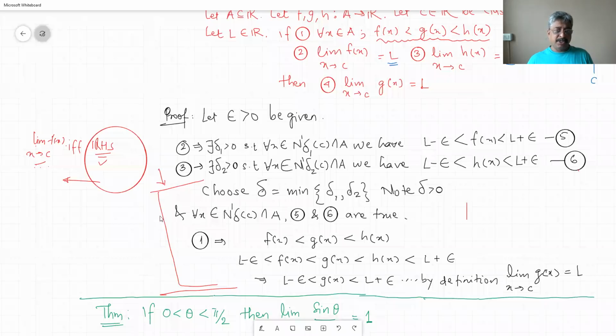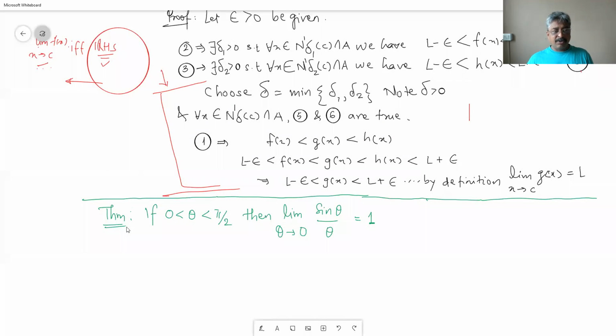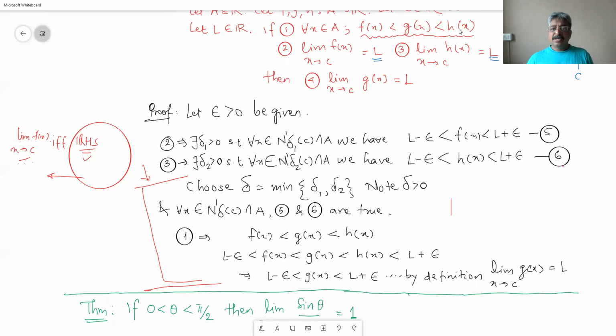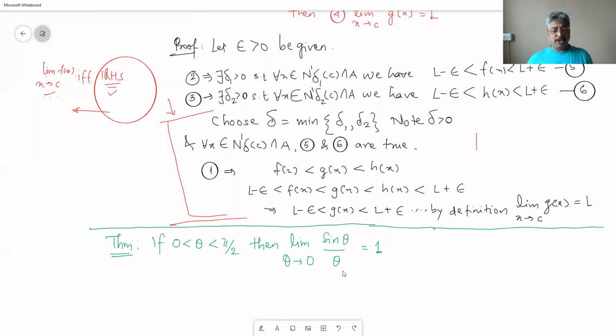So you need to keep searching for the surrounding functions. It is up to us which to choose for getting this. Now here the complicated function in our example is sine theta upon theta. If we directly substitute theta is equal to 0, we end up getting 0 upon 0, which is the first indeterminate form.